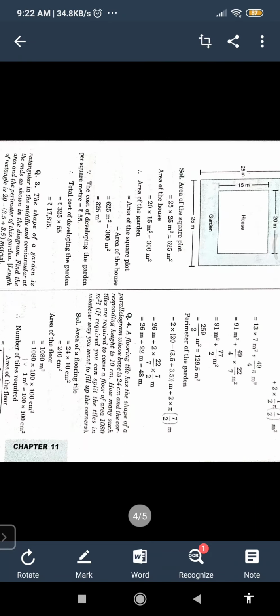Now area of the garden. She wants to make a garden between the boundary of the plot and the house. So area of the garden equal to area of the plot minus area of the house. So area of the square plot is 625 meter square minus area of the house equal to 300 meter square. So 625 minus 300 equal to 325 meter square.